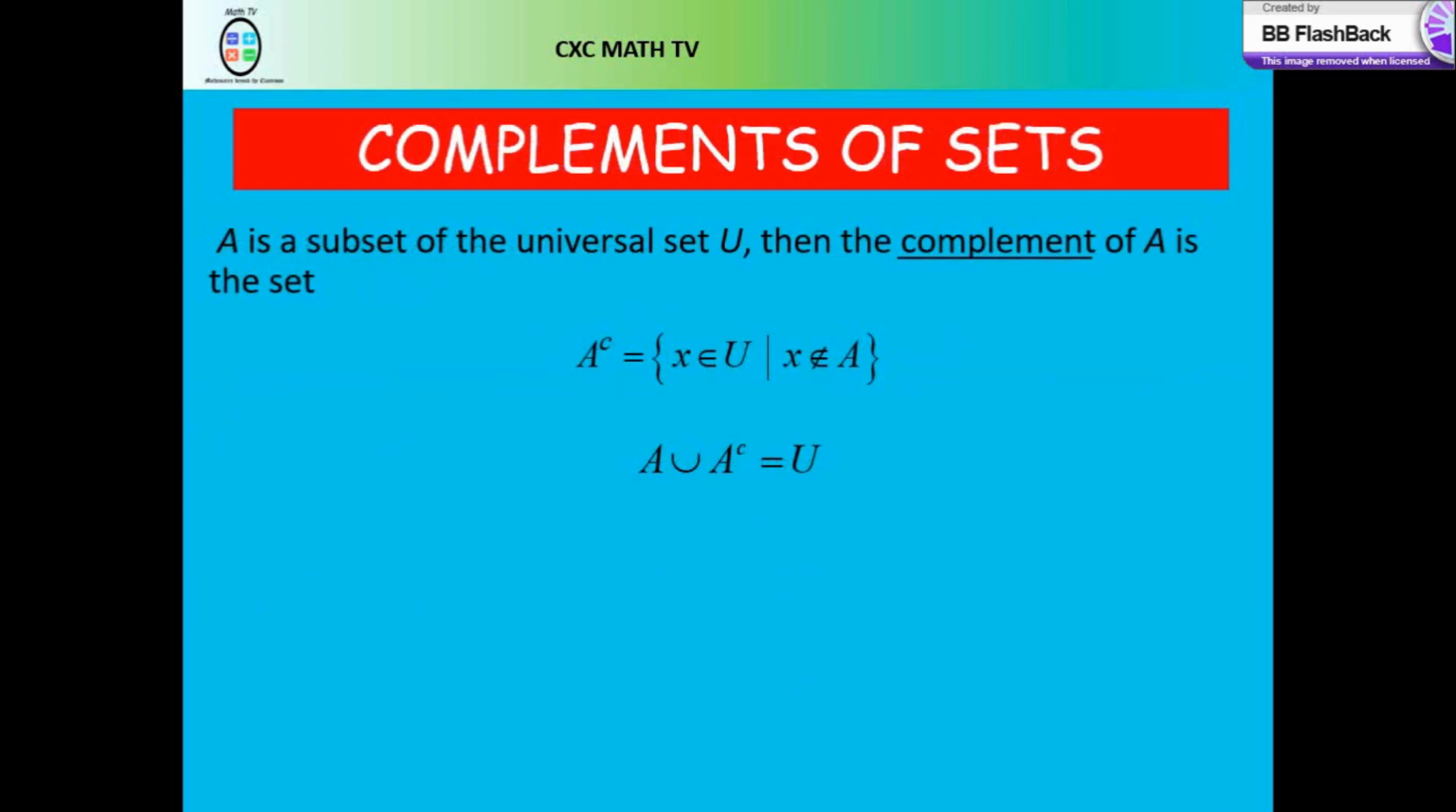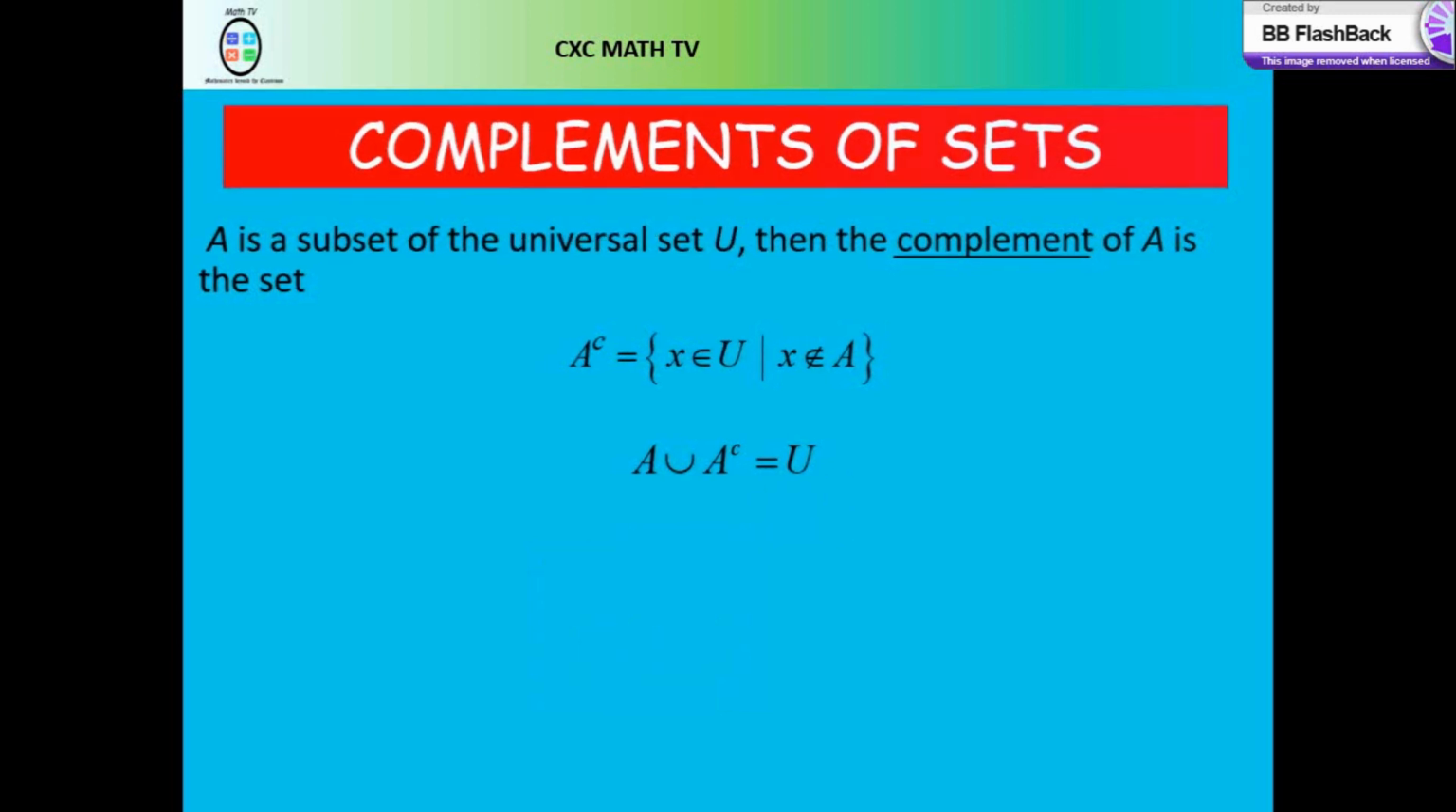Finally, the complement law. Now, if A is a subset of the universal set, then A complement is everything outside of A, but in the universal set. That is A complement. So to show you on a diagram, let's say this is set A, then everything outside of it would be A complement. Everything outside is A complement, and this is our universal set. Alright, very easy.